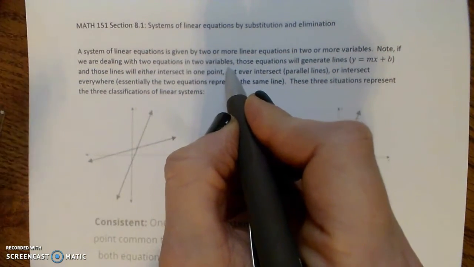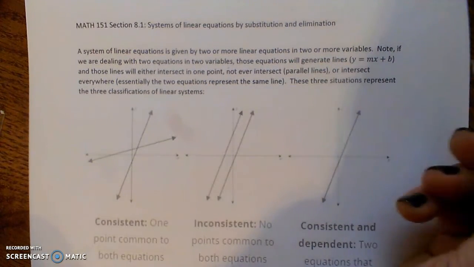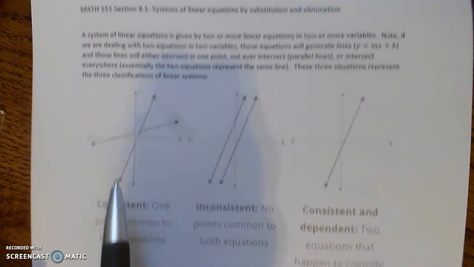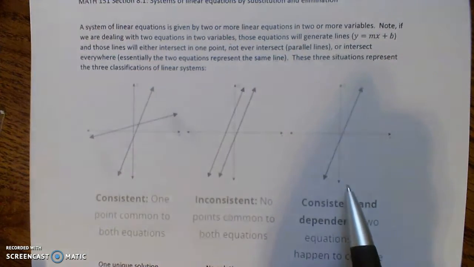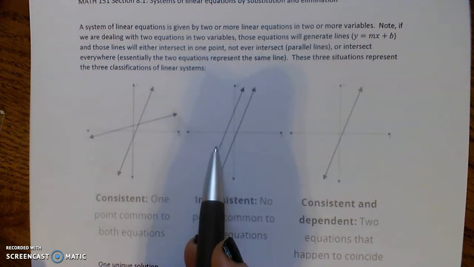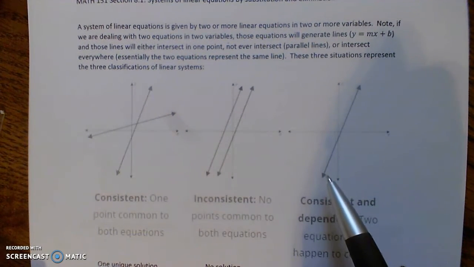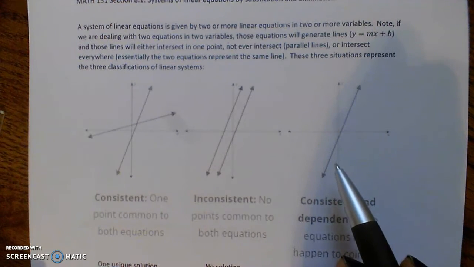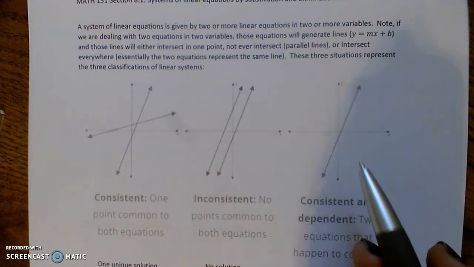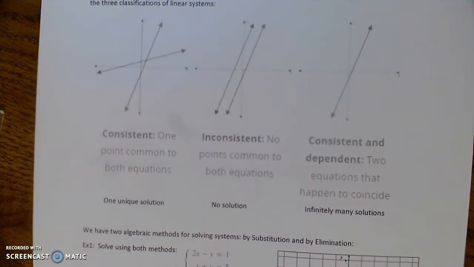And those two equations are going to generate lines. So you're going to think of y equals mx plus b, and then another y equals mx plus b. So we're going to get two lines. And when we graph two lines in the plane, we have three different possibilities. Either the two lines intersect in one point, or the two lines are parallel and never intersect, or the two lines are going to intersect everywhere. Basically, the two lines happen to be the exact same line, like one right on top of the other. So these are the three classifications of linear systems.